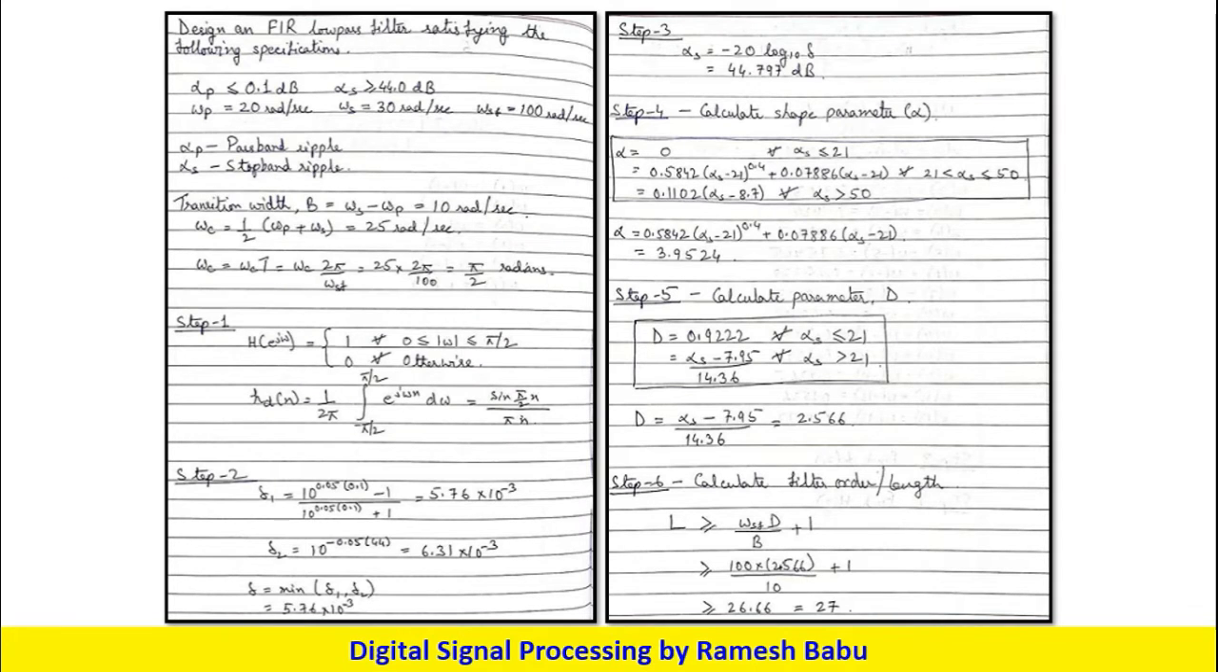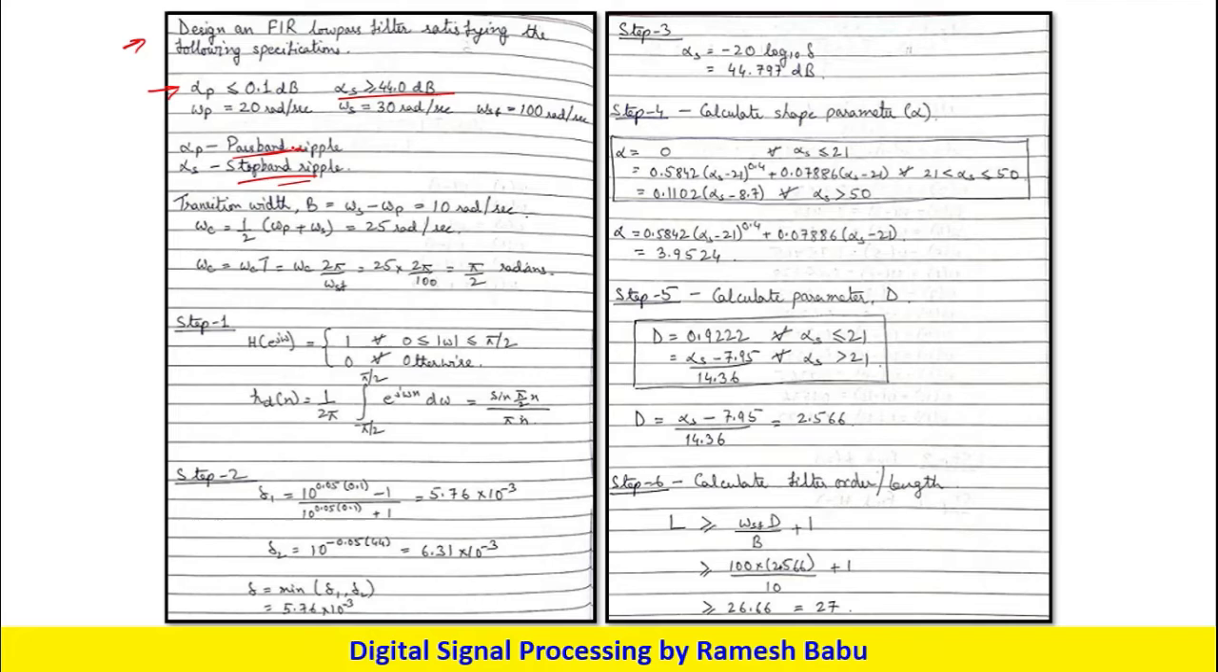Now let's take an example with the Kaiser window. In the Kaiser window, the problem is: design an FIR low pass filter satisfying the following specification. Alpha P is less than or equal to 0.1 dB. Alpha S is greater than or equal to 44.0 dB. Okay, so that is the stopband ripple.